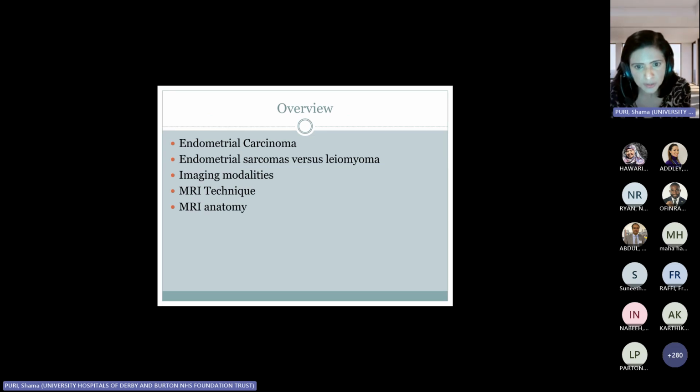So in my talk, I've got two parts. In the first part, I'm going to concentrate on radiology and FIGO staging of endometrial cancer. And in the second part, which is the shorter part, we'll look at if we can differentiate leiomyomas from leiosarcomas. And to help understand this better, I'm going to talk about MRI technique and anatomy as well.